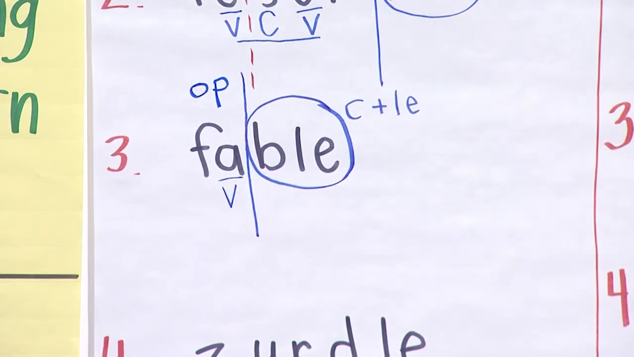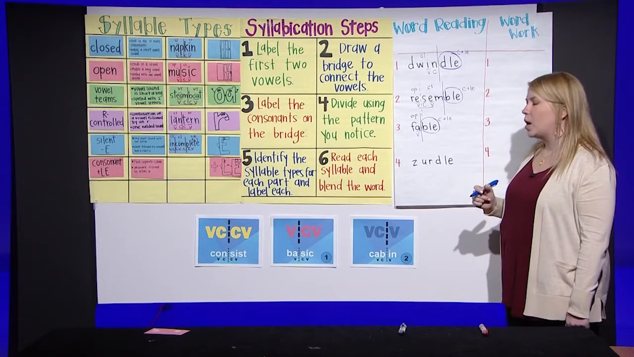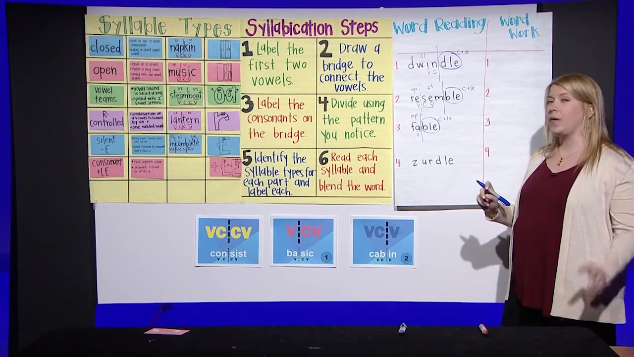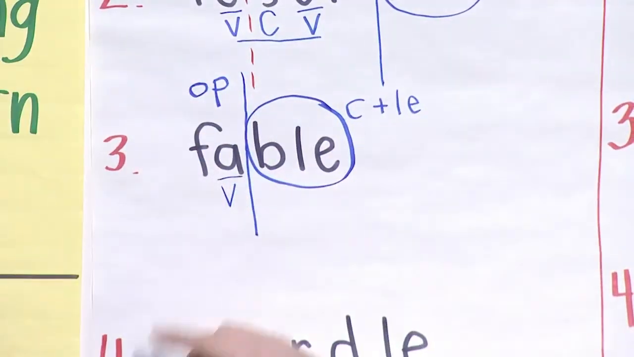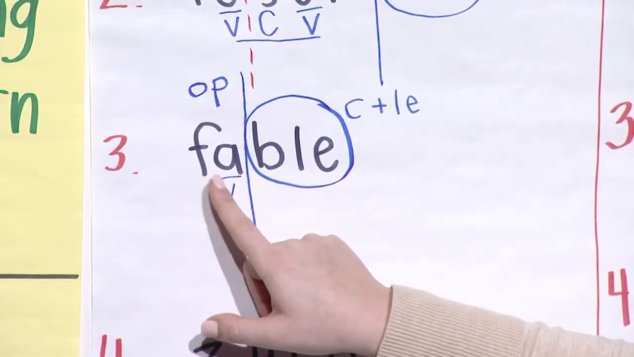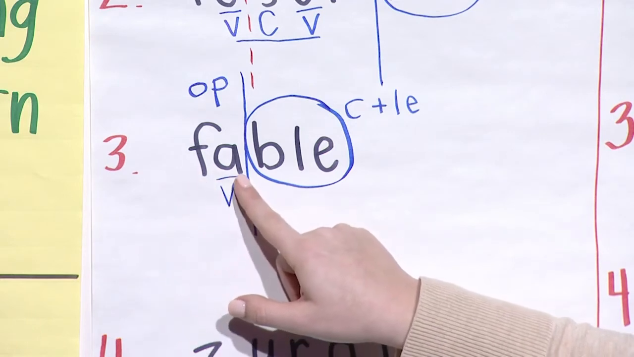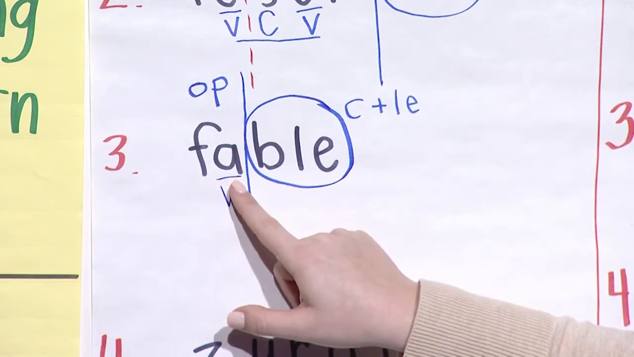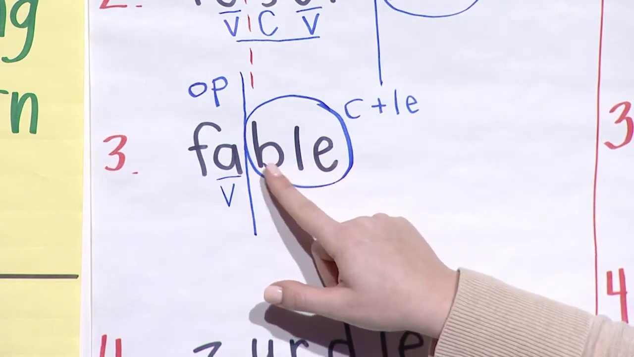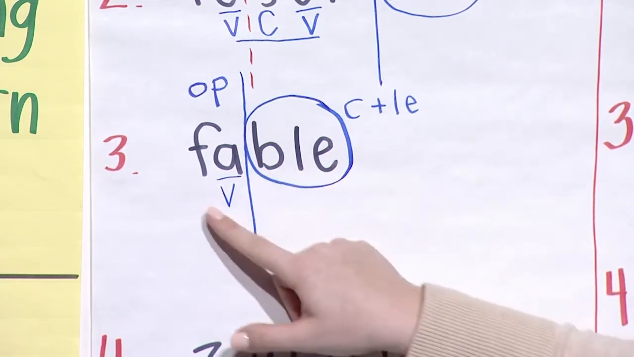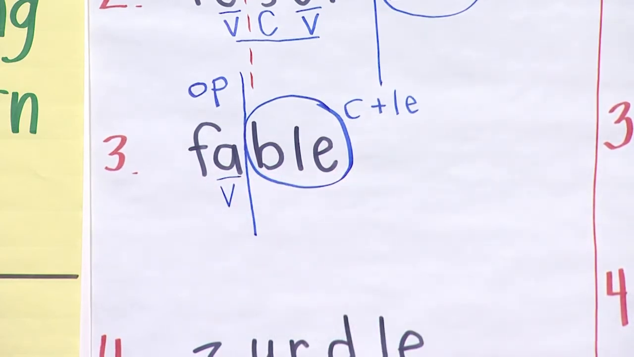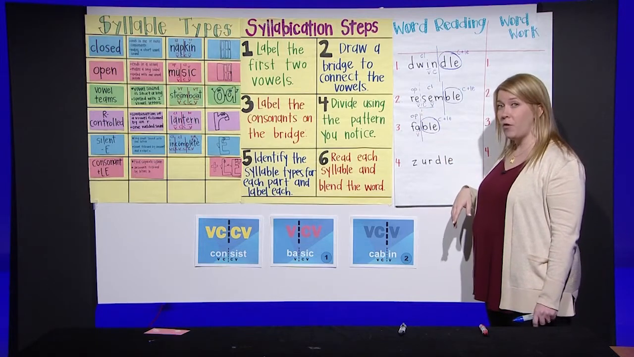Our last step tells us to read each syllable and blend the whole word. Do you think you can do it? Okay, I want you to guide me. So we're going to start here, and I want you to blend and read, and then I'll follow you. A, fe, b, bull, bull, fe, bull. Fable. Great reading. Y'all have probably talked about that genre before.